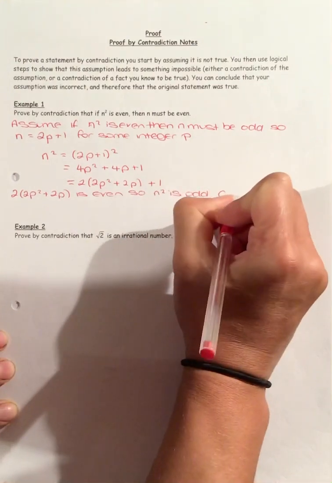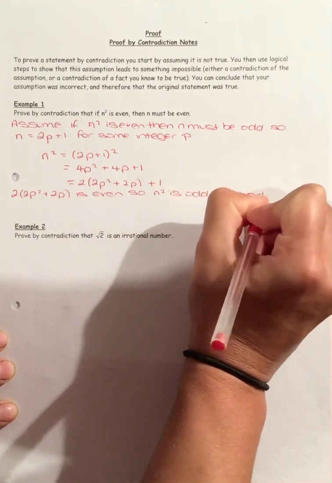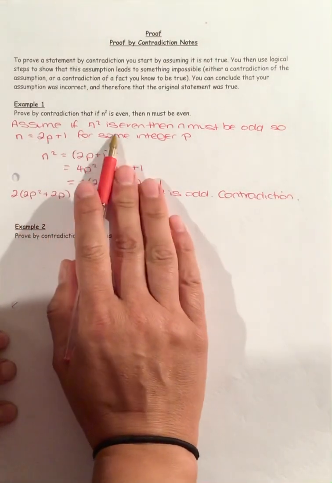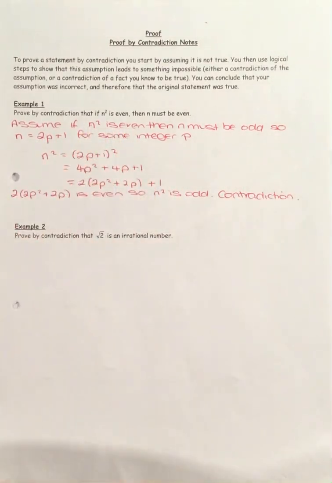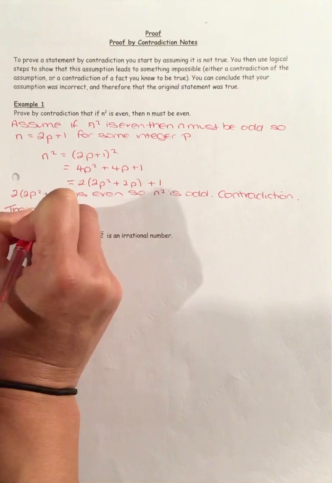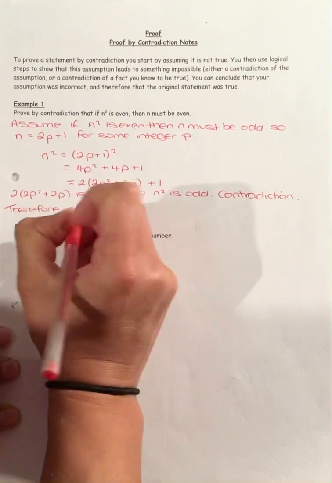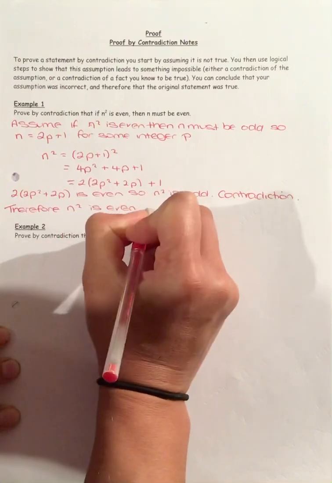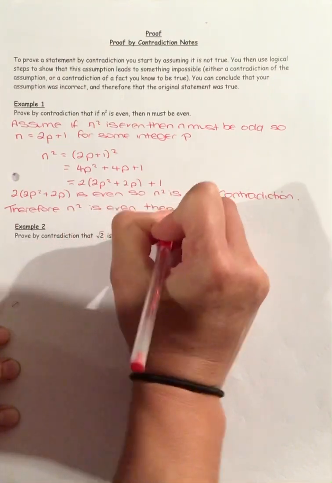And this is where we get our contradiction. So we're going to point that out. That's our contradiction. It contradicts our assumption that n squared is even. Therefore, since our assumption is wrong, the original statement must be true.